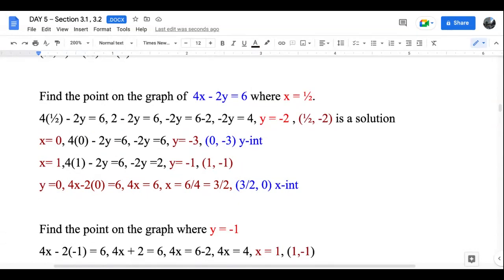But if you want to be precise, you can use another point. You can let x be 1, use this point. Or you can let x be a half, then use this point to graph it. So with the 3 points, if you graph those 3 points and they lie on the same line, you know you did it right.